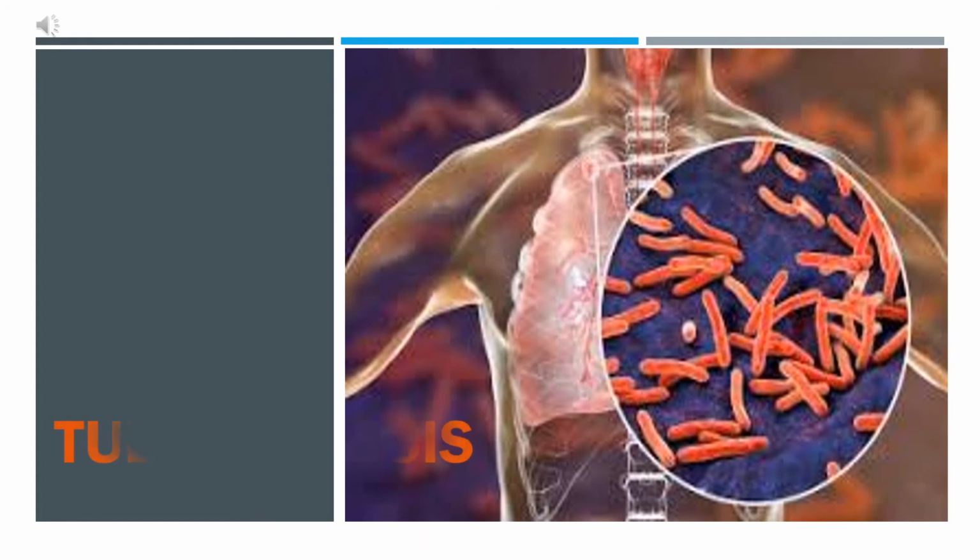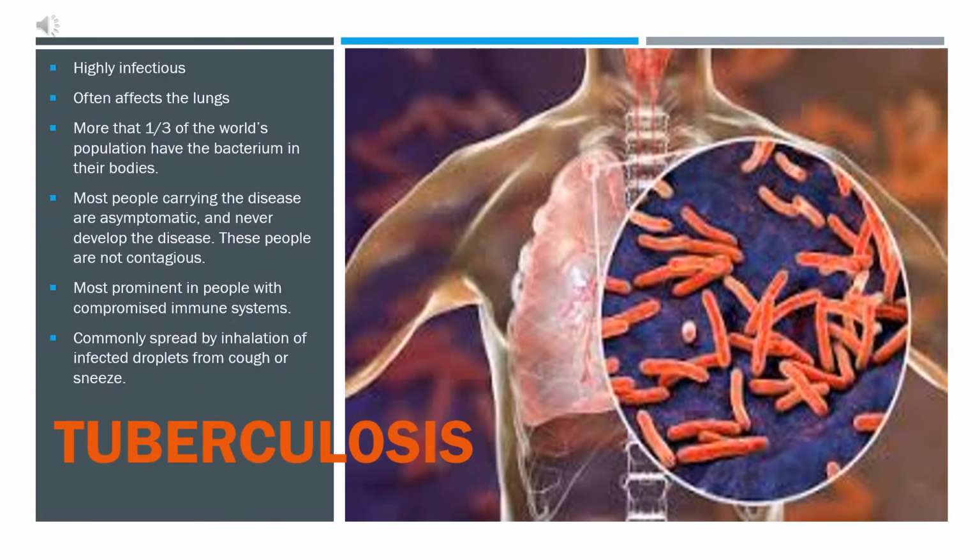Tuberculosis is a highly infectious disease that most often affects the lungs but can occur in almost any part of the body. Although at one time tuberculosis was nearly eliminated, the numbers of infected people have reached alarming proportions in recent years. More than 1/3 of the world's population now have this bacterium in their bodies.